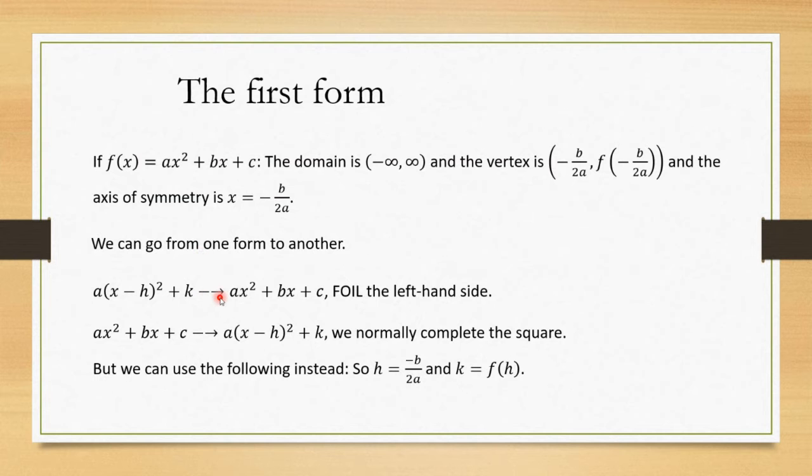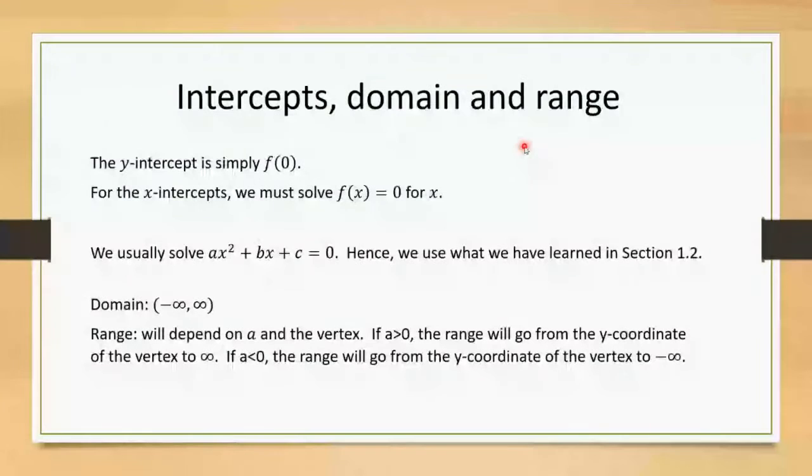Okay. So from here, let's look at this again. I keep saying the domain is all real numbers. That's important. The y-intercept is easy, right? That's just where it crosses the y-axis. That's just f of 0. In other words, you just replace x by 0 and solve. The x-intercepts, okay, you have to solve this equation. In other words, you're going to have to solve this.